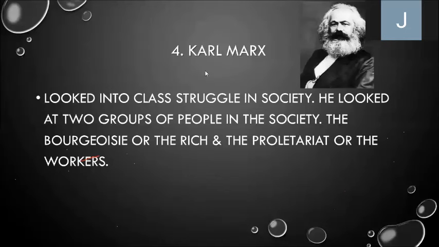Fourth one, we have Karl Marx. So Karl Marx looked into class struggle in society. He looked at two groups of people in the society. So we have the rich, or what we call the bourgeois. Then we have also the workers, or those who are earning salaries, for example, the employees or the wage earners. We also call them the proletariat. So the rich ones and the poor ones. So there are these classes of society.